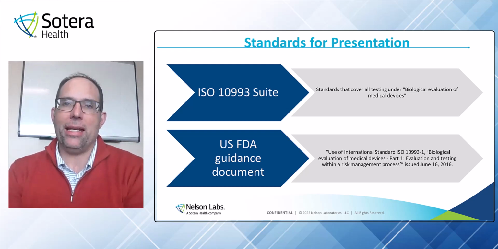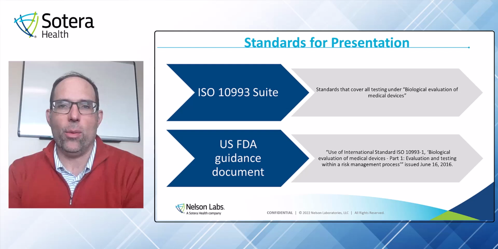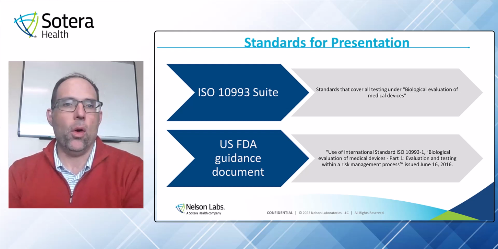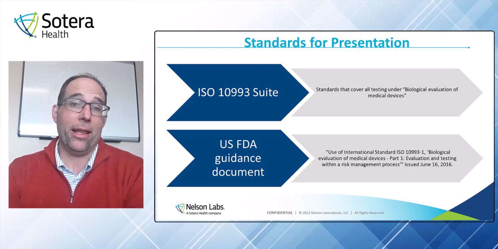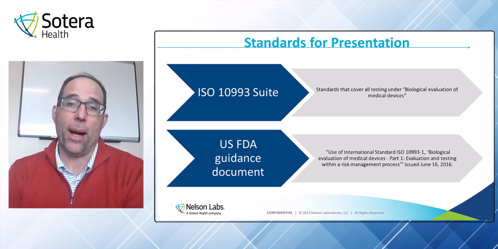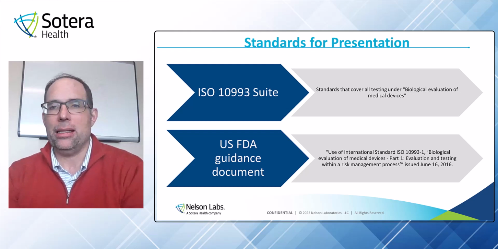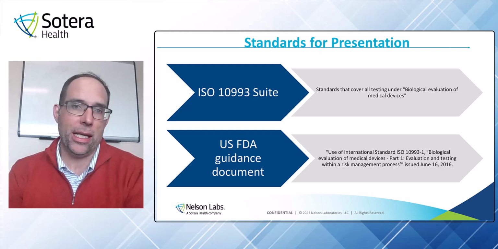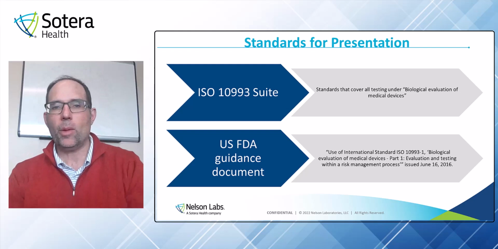But these are the two main documents that we use for biocompatibility. We have the ISO 10993 suite. So this is the ISO standard. It consists of multiple different sections that all cover different endpoints for biocompatibility. -1 is an overall guidance on how to do a risk-based approach for biocompatibility. And then each different section has to do with a different endpoint, like sensitization or irritation or cytotoxicity.